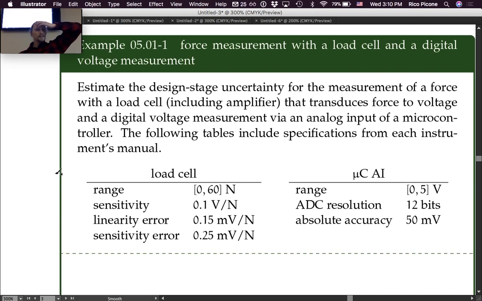So, the load cell, let's say it has a range from 0 to 60 newtons. It has a sensitivity of 0.1 volts per newton. So if you put in 10 newtons, you should get about a volt out, right? And linearity error is 0.15 millivolts per newton, sensitivity 0.25 millivolts per newton. And so that's for the load cell.